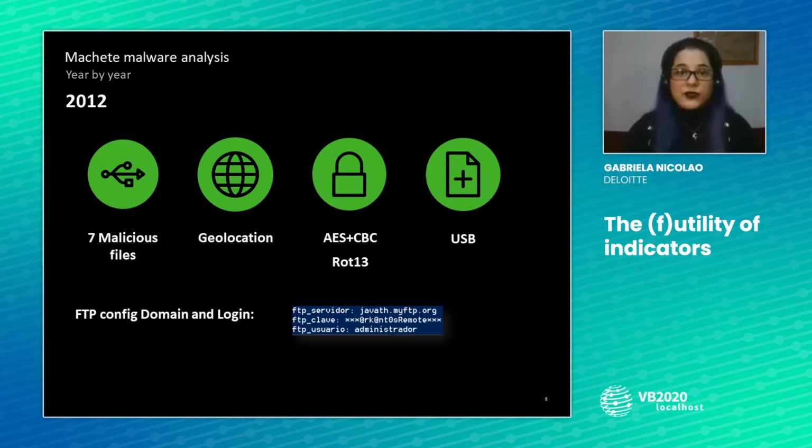In 2012, they continued to use self-extract RAR files with Py2exe files inside. And they added USB and geolocation features and also included new process names and started to use AES in CBC mode to encrypt files and encrypt their file names using ROT13. Also, instead of using IPs, they changed and began to use domains for the FTP servers. And they became more modular and now started to use 7 files to carry out their activities instead of 6.